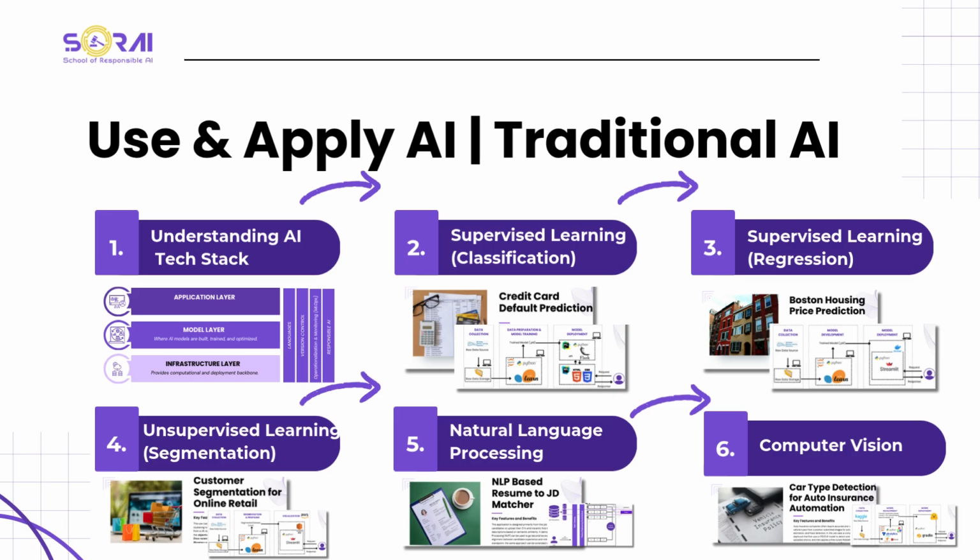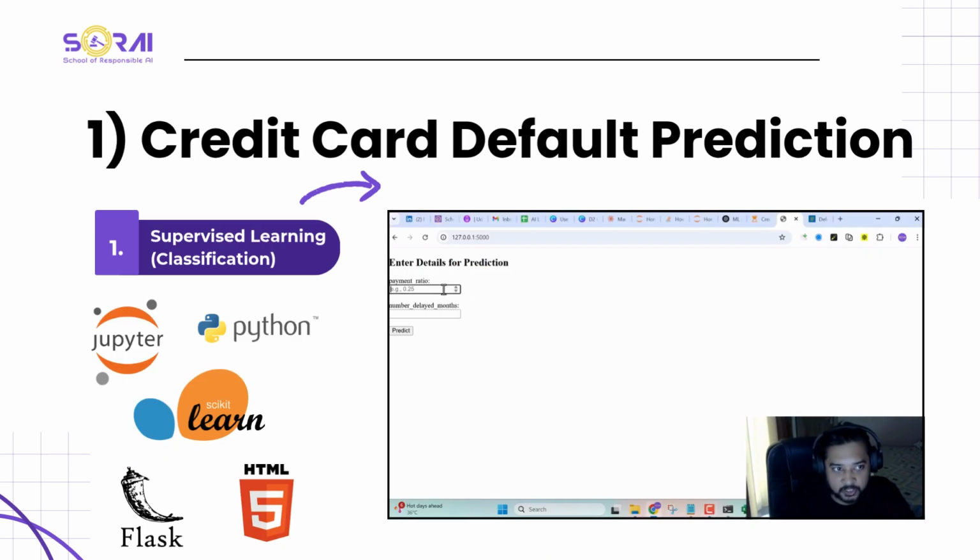At the beginning of each section, we will first discuss the tech stack, which forms the building block of any AI system architecture. In the traditional AI section, we will work through 5 different real-world use cases, each representing a different type of AI problem. So we'll start with credit card default prediction, where we will be using supervised learning and focus on classification task.